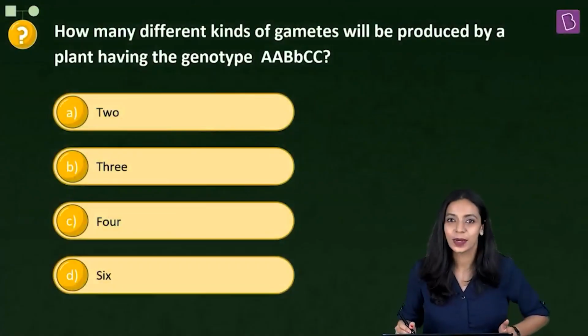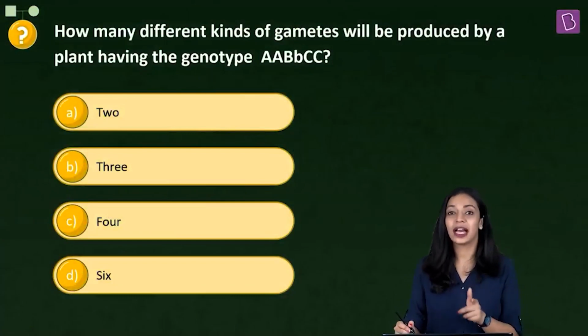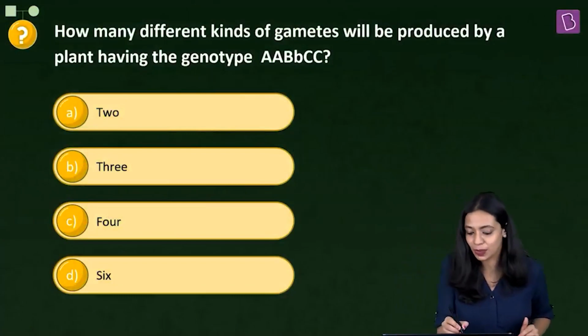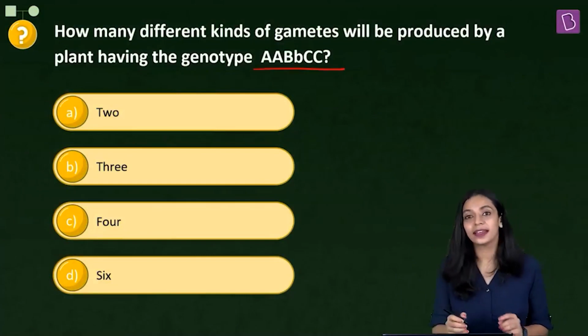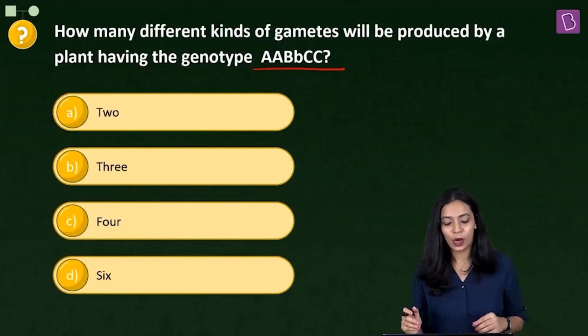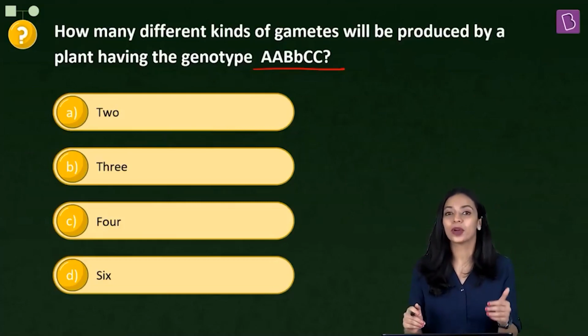Here is an interesting question. How many different kinds of gametes will be produced by a plant having the genotype capital A, capital B, small b, capital C, capital C? In the options, we have 2, 3, 4 and 6.